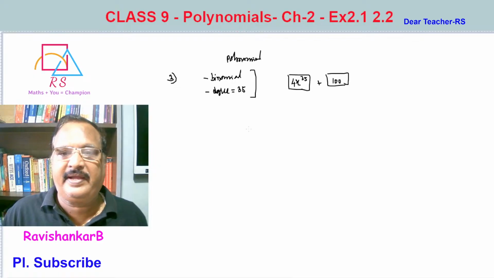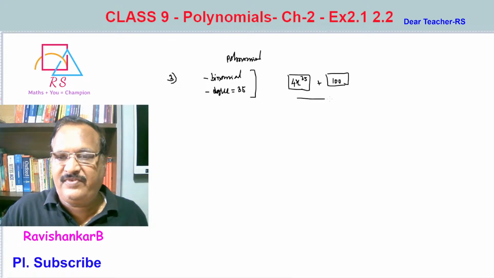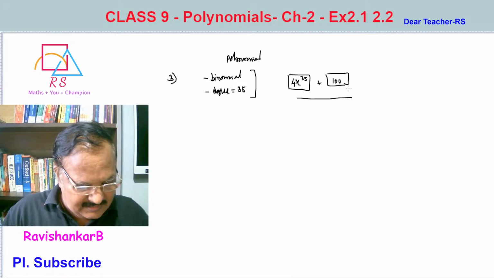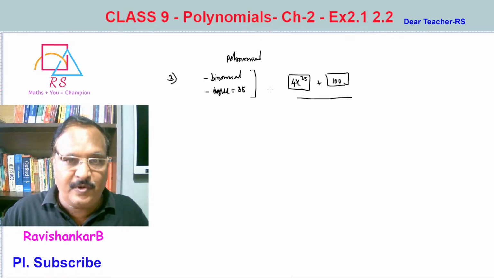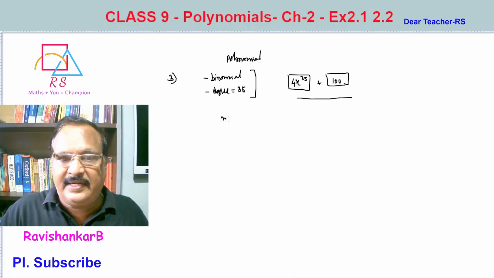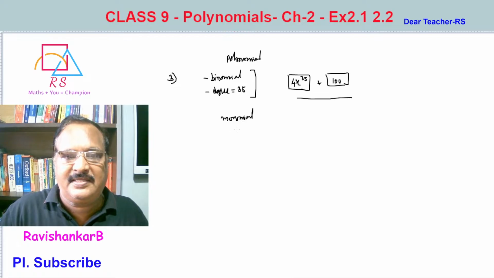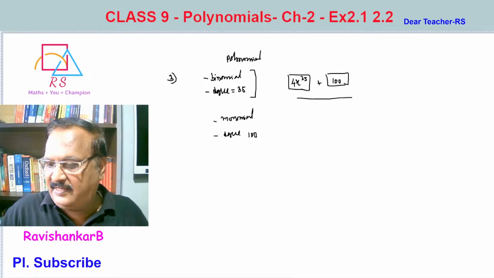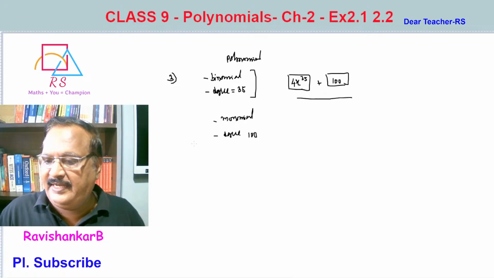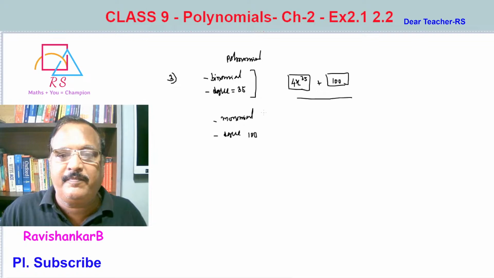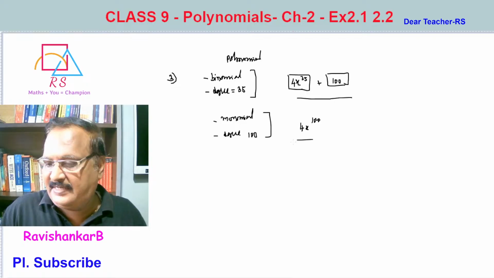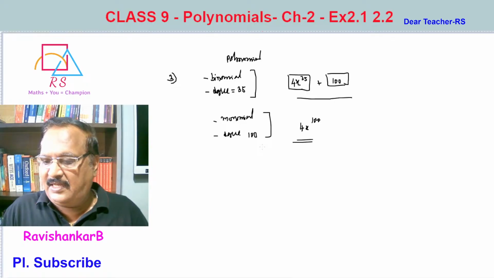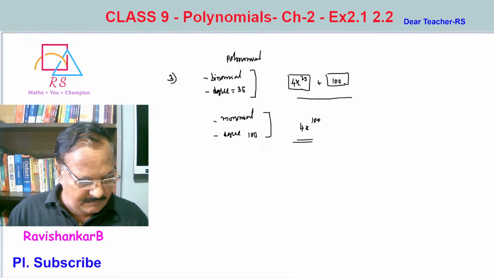Okay, so this will be one example. He asked us to give one example. The first requirement is a monomial. The second is that degree 100 should be there. Monomial means only one term, so you can write 4x to the power of 100. Okay, so this is how question number 3 goes.